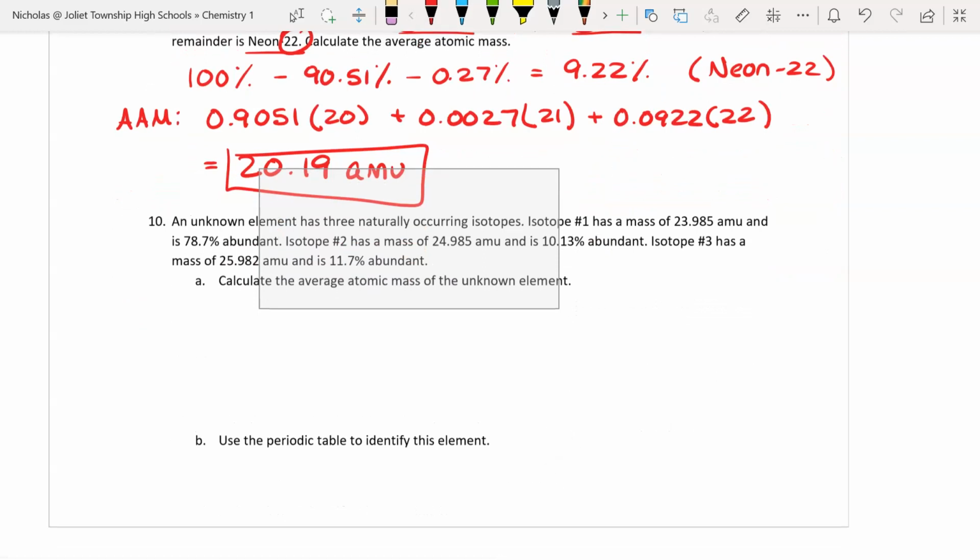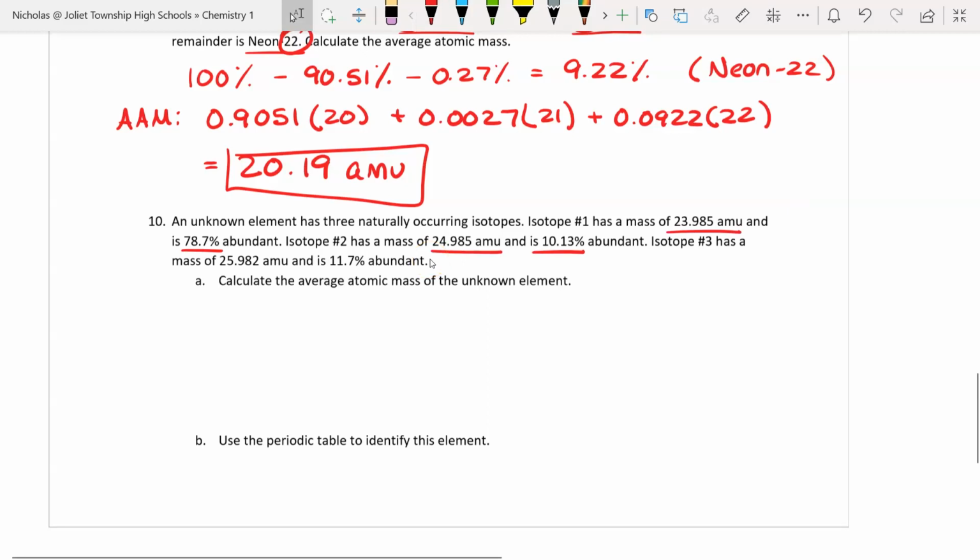All right, finally, last one. Not sure why we have a box here. Okay, so for the last one, it's pretty straightforward. It's the same exact method that we've been using. This one, no tricks or anything. It gives us everything we need. So we have our mass and our percentage, our mass and our percentage, and then our mass and our percentage. So we're going to set this up. No extra work that we have to do right off the bat, except for converting everything to decimal form.